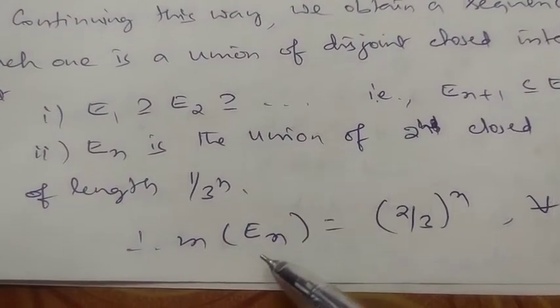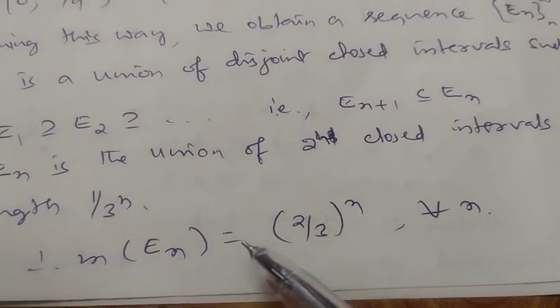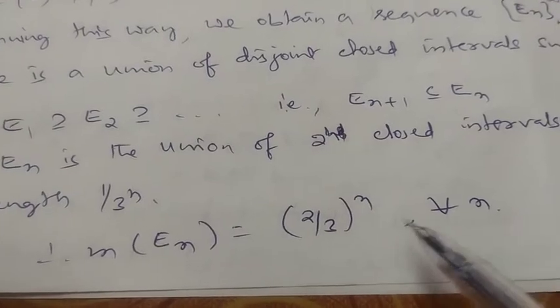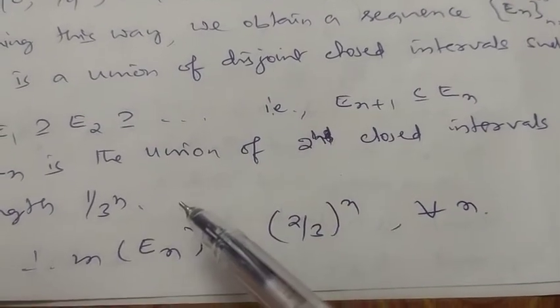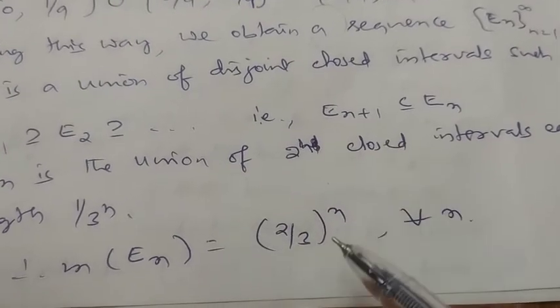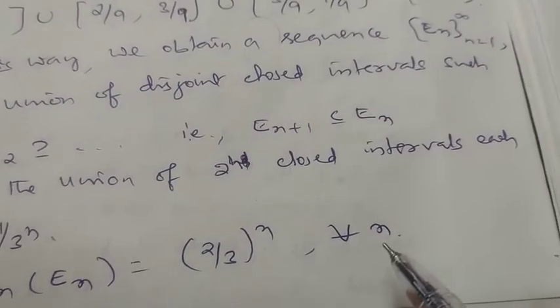This you know. Therefore, what is the measure of En? Each interval has length 1 by 3 raised to n, so the measure is 1 by 3 raised to n plus 1 by 3 raised to n, up to 2 power n times. So it becomes 2 by 3 power n, that is (2/3)^n, for each n.